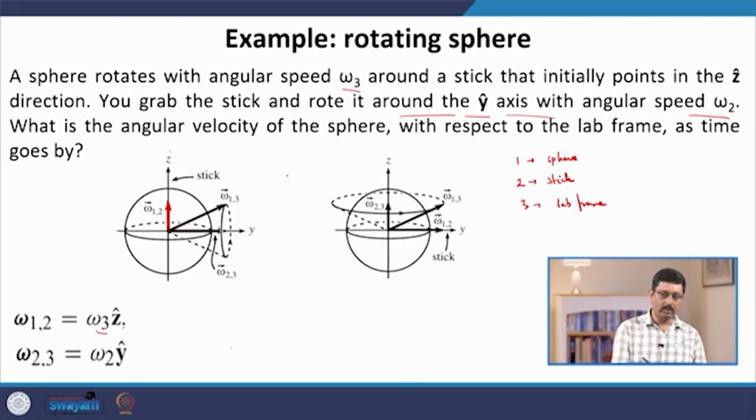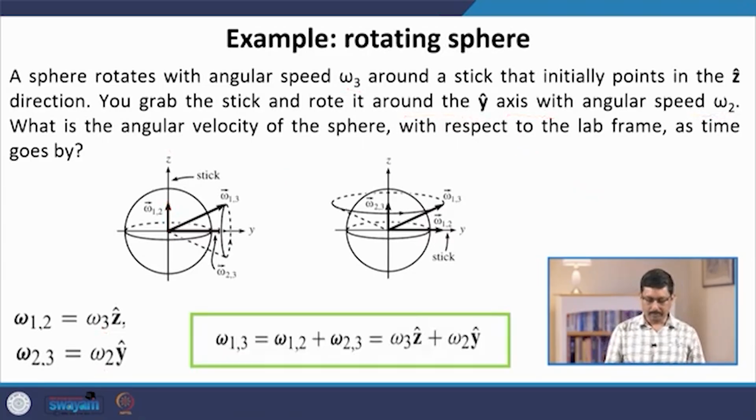So, the angular velocity of the stick is, let us say this is our z axis and this is the y axis. You are starting to rotate this stick about this direction by hand, and the sphere is moving around the stick in this direction. So, the angular velocity of the stick with respect to the lab frame is omega 2 y hat. Then by what we learned so far about the addition rule of the vector, the relative velocity.